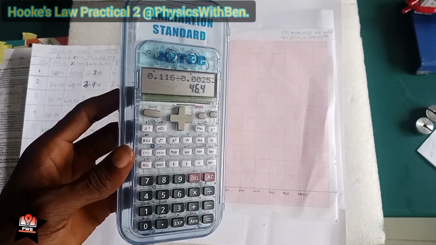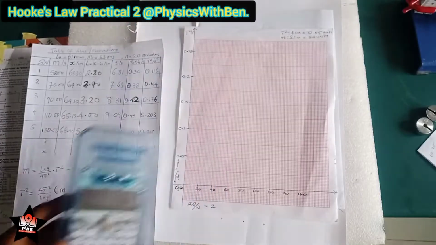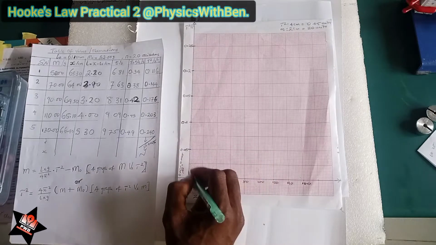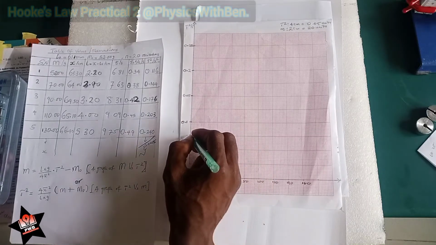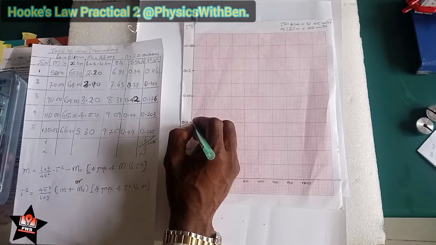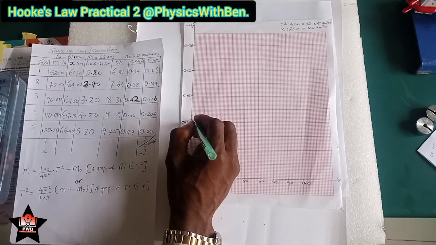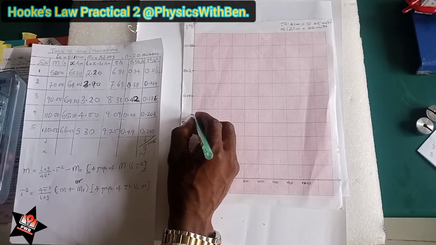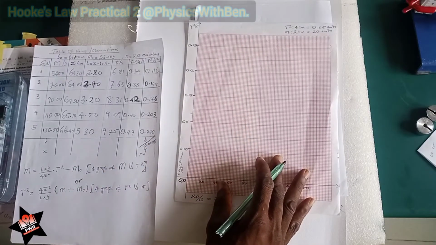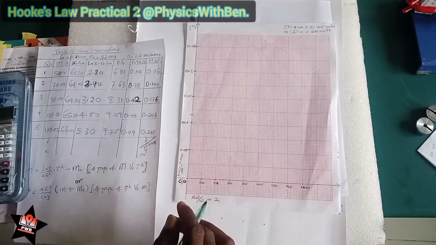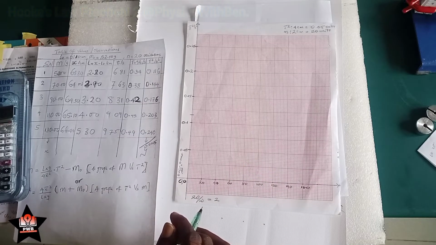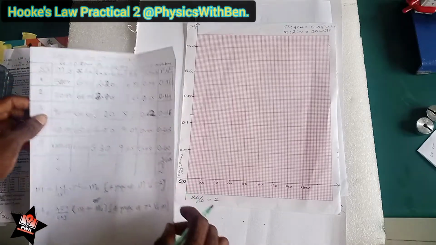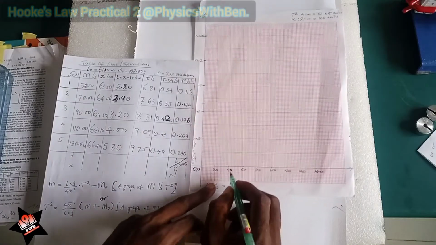We got 46. We round it down, 46.4. That is 46 small boxes we take to that point. So this is 10, 20, 30, 40. This is 1, 2, 3, 4, 5, and 6. So at that point, that is where we have our 0.116 against 50 gram.